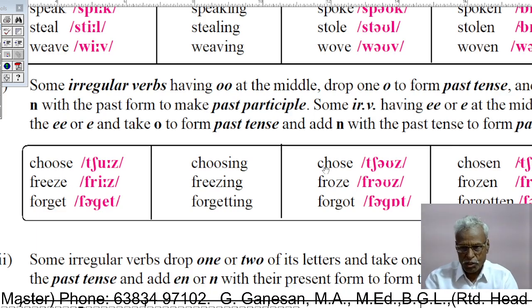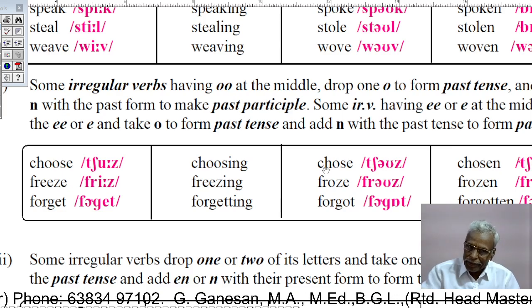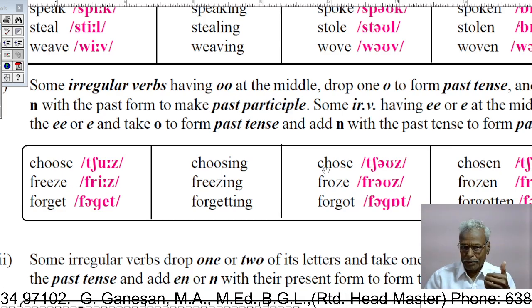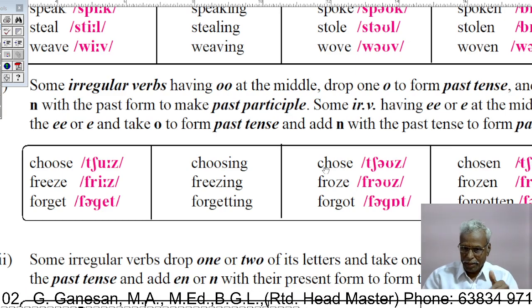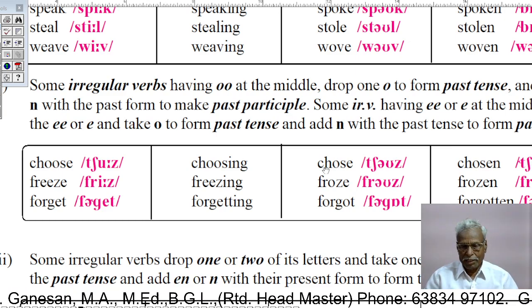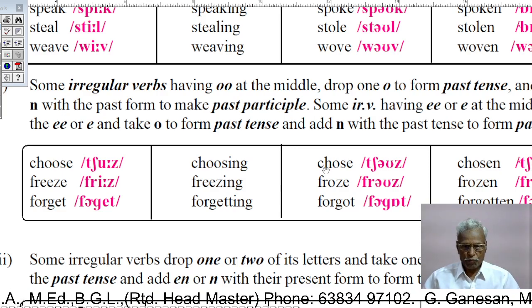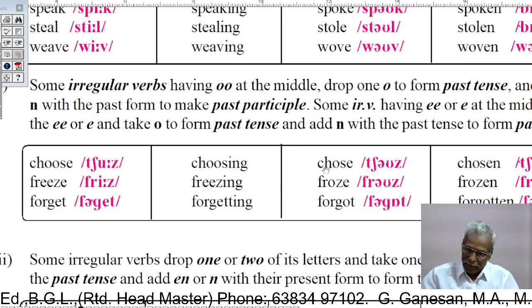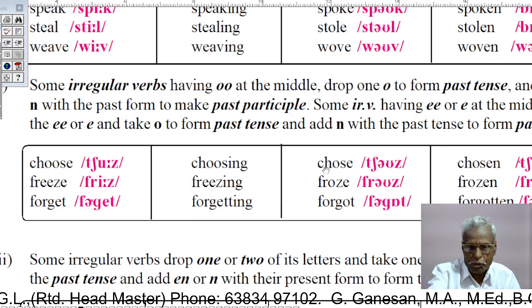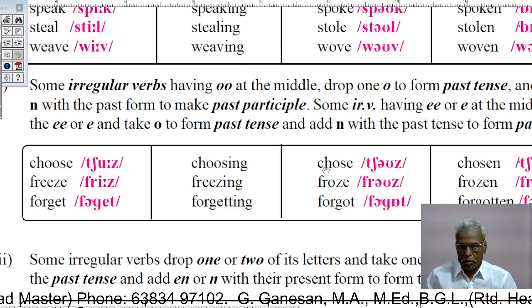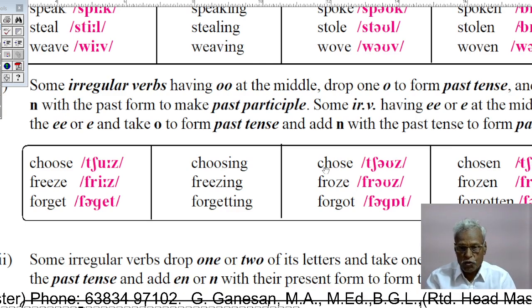Choose, chose, chosen. Another type of verb has two E's in the middle. Drop the two E's and take O to form its past tense, and add N with its past tense form to form its past participle. Freeze, froze, frozen.